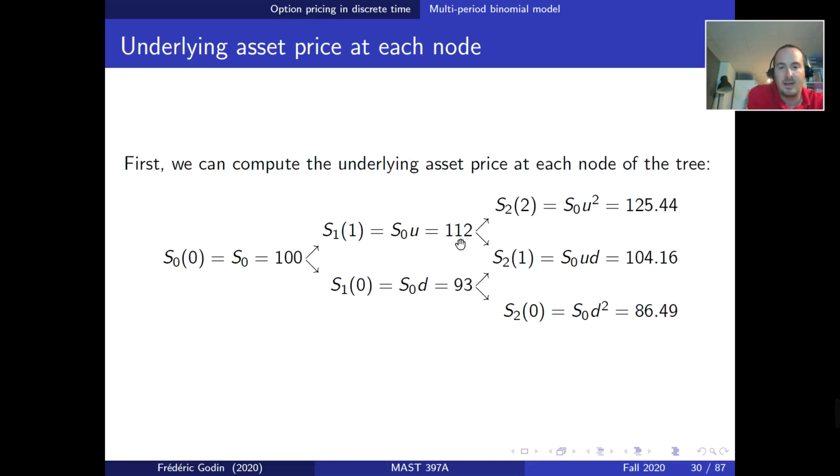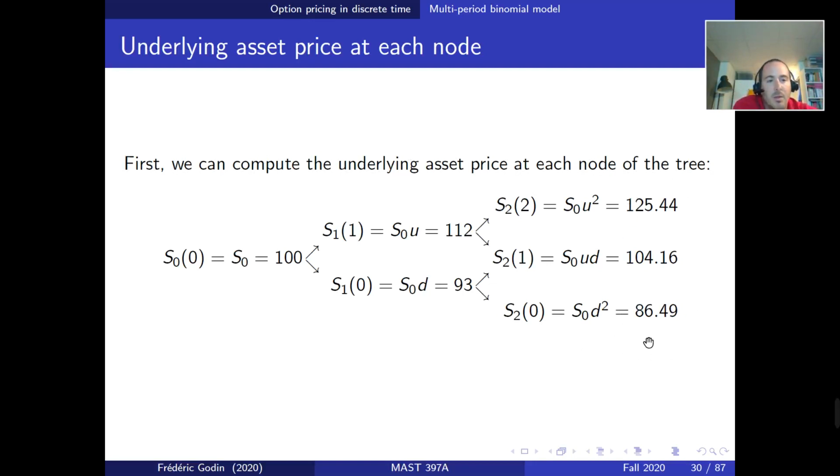So from 100 it goes either to 112 or to $93. Then at the next step, let's say it's at 112, it can be multiplied by 1.12, which gives 125.44, or if it goes down, it's multiplied by 0.93, which gives 104.16, or if it's at 93 and it goes down, it's multiplied by 0.93 again, which gives 86.49. So this gives us the possible value of the underlying asset at all nodes of the tree.